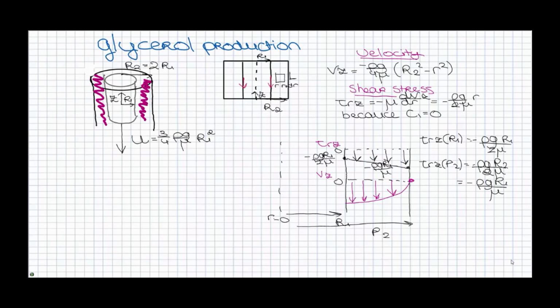Because we have to deal with cylinders, the profiles are the same at every radius. And if we think about it, it's logical that the shear stress is the highest where the velocity is the lowest and vice versa.